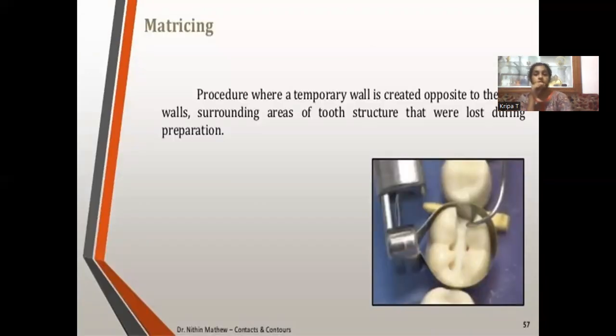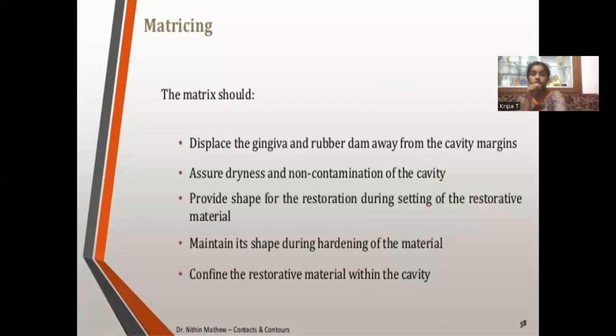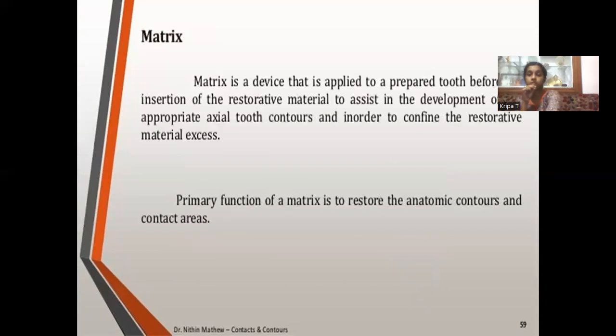Next is matricing, a procedure of creating a temporary wall opposite to the missing walls, surrounding areas that were lost during preparation. Matrix should displace gingiva and rubber dam away from the cavity margin, assure isolation of cavity, provide proper shape for restoration, maintain its shape while hardening, and confine the material within the cavity.